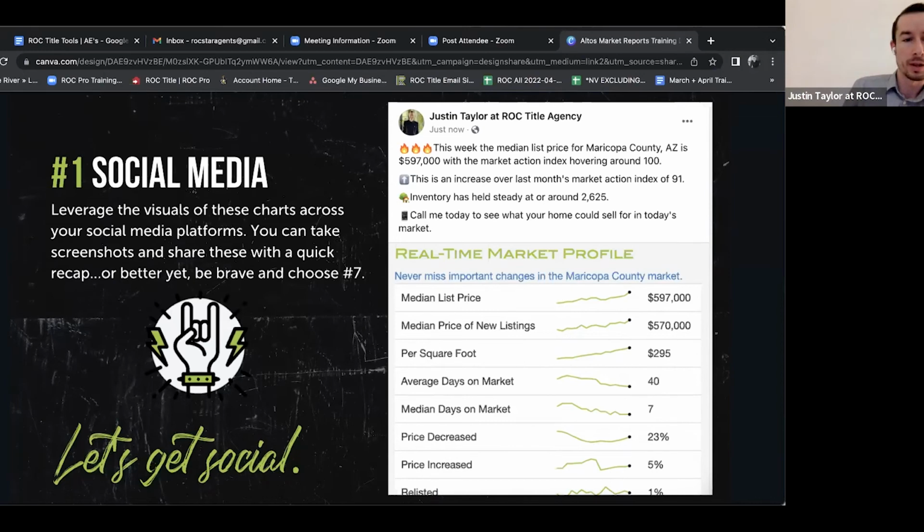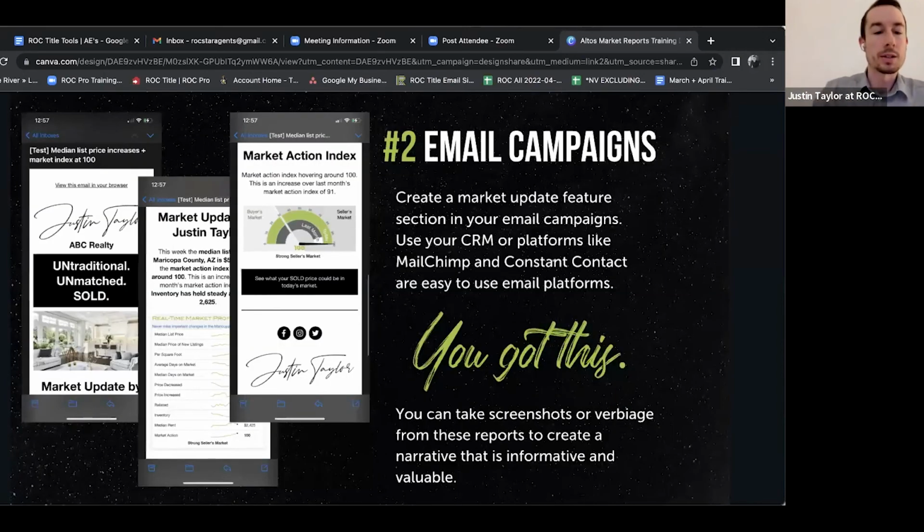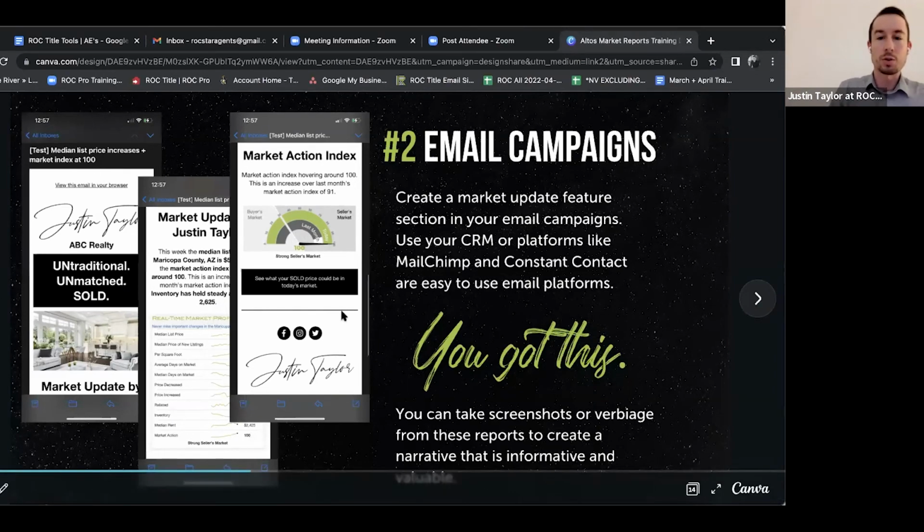Number 2, email campaigns. Again, we're taking the data and content that is provided in these reports. They're sent to you weekly. We're taking snippets. We're taking the action index indicator here. Here we've got the real-time profile. I put this example together in MailChimp. So create a market update feature section in your email campaigns.